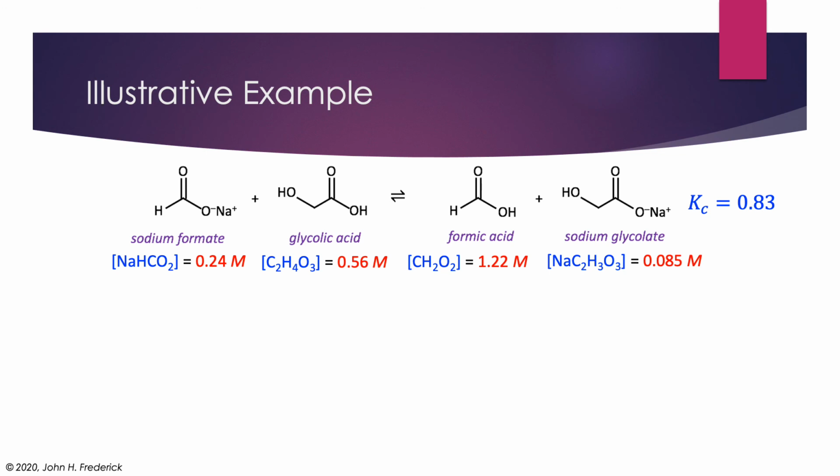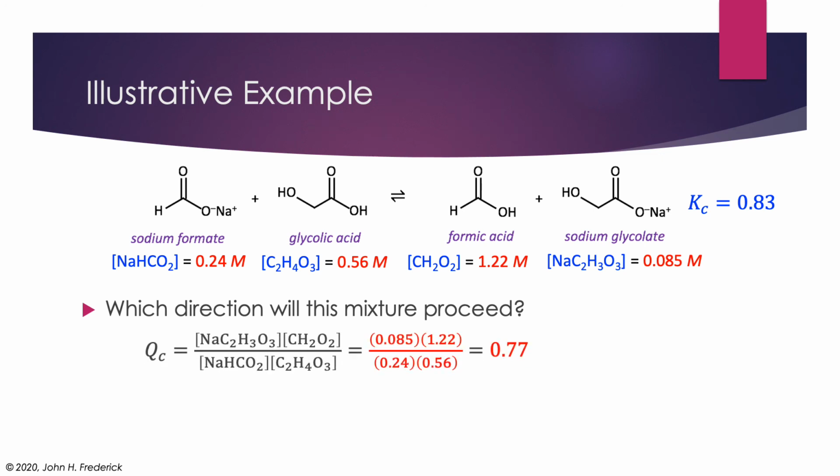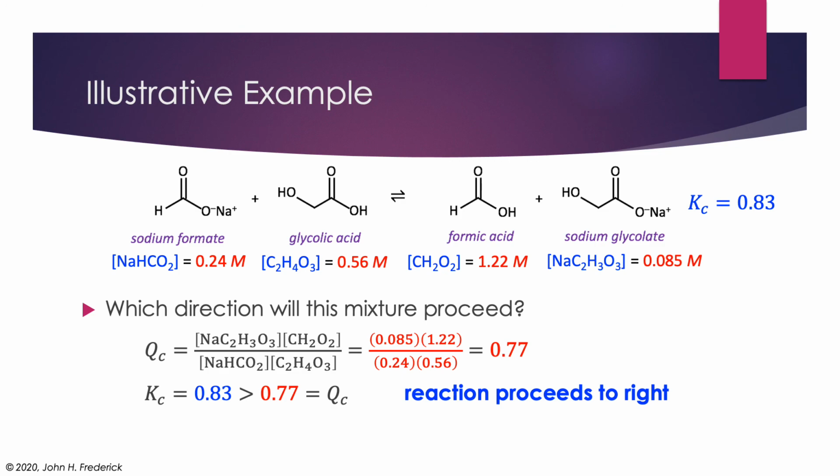So the question is, which direction will the reaction go if we start with these concentrations? Which direction will this mixture proceed? This is actually very easy to figure out because we just have to calculate the reaction quotient. So here is the expression for the reaction quotient. It's the product of the concentrations of the products divided by the product of the concentrations of the reactants. And when we plug all those numbers in, we find that Qc is equal to 0.77. So if we compare this to the equilibrium constant, we find that 0.83 is greater than 0.77. So this tells us the reaction must proceed to the right in order to achieve equilibrium.